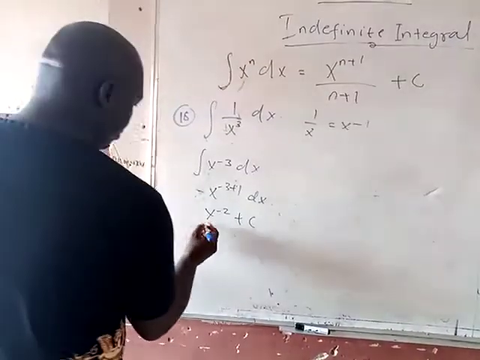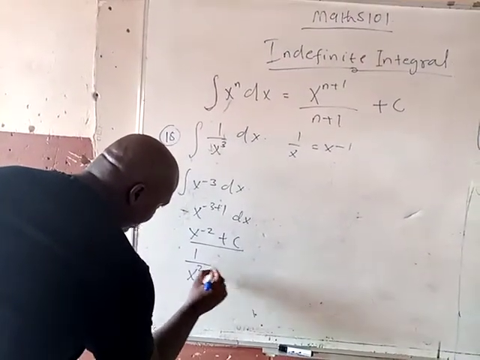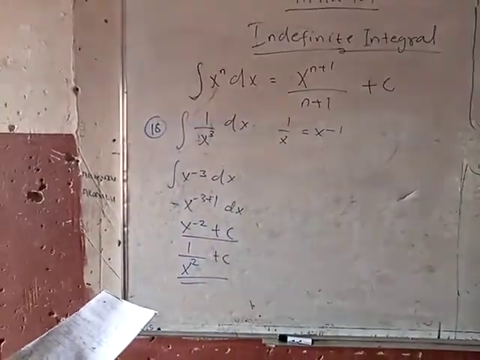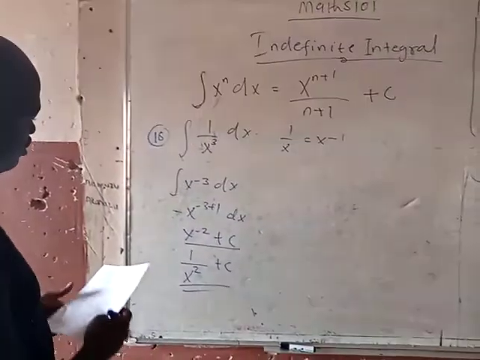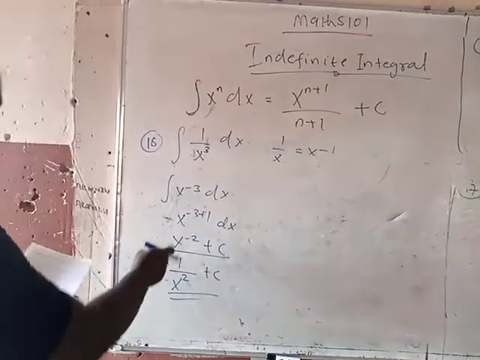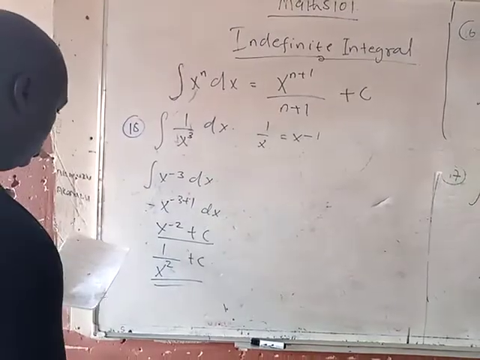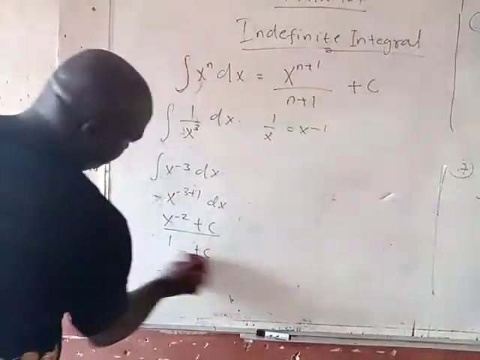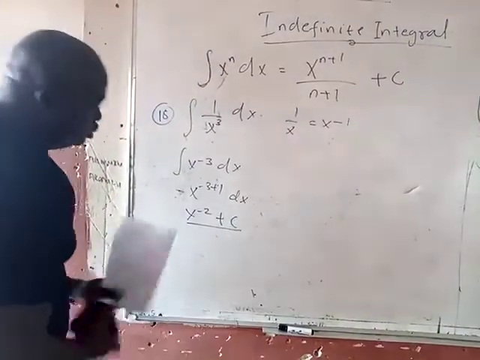But if you want, you can leave your answer like this. If you want, you can still keep it as 1 over s squared plus c. Are you with me? Good. Now, wait, I think I made a mistake here. This is minus 3 plus 1, so this will give me minus 2. So minus 2, please be careful. I made a very huge mistake. So here is minus 2.